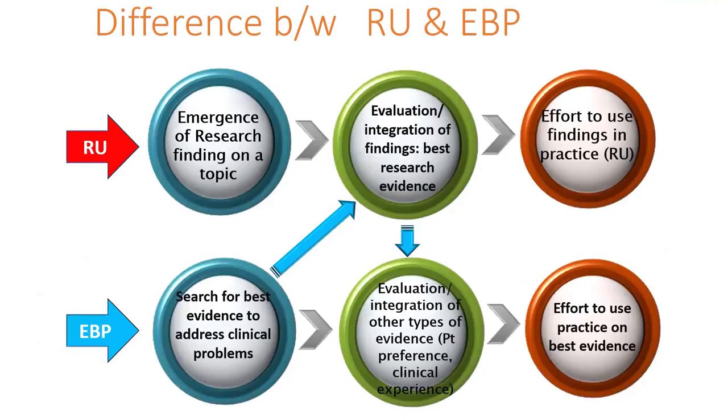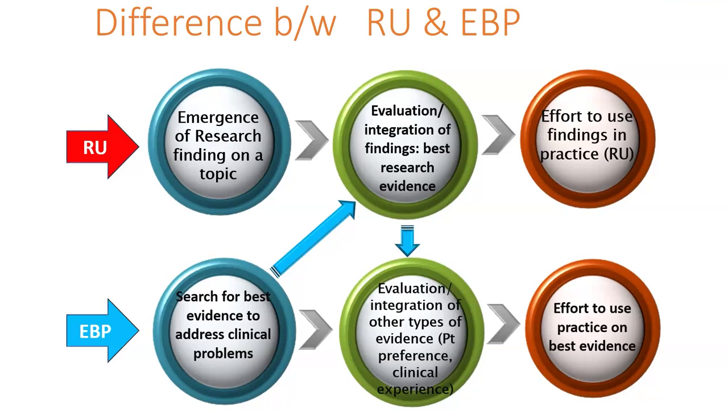And how far are these two different? Research utilization is when you have the research findings on some topic, you evaluate and integrate those findings, and then you use them in practice by producing the guideline. That is research utilization. But evidence-based practice is a little more than that. We search for the best evidence to address a clinical problem. Then we evaluate and integrate the findings to get the best evidence. Then we mix this evidence with our clinical expertise and go for practice, looking into the patient preferences and our clinical expertise, mixing both together with the evidence.